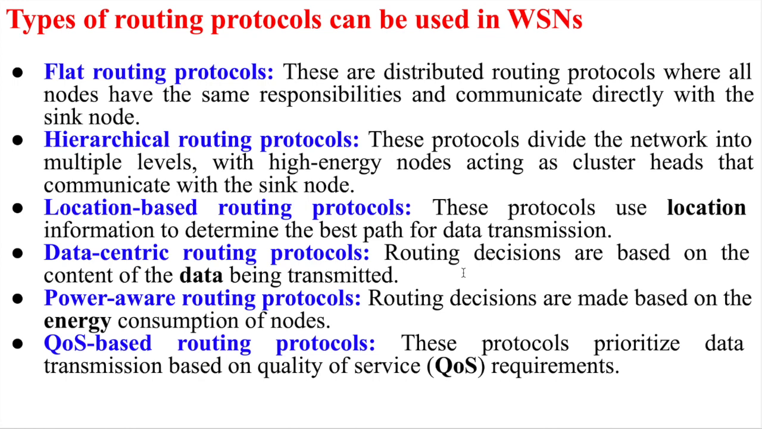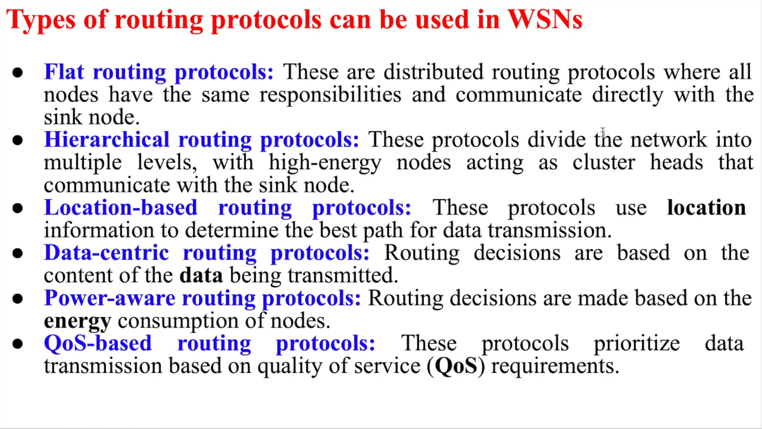Now, based on the algorithm and technique, routing protocols can be classified into various classes. One is the flat routing protocol, which is the simplest routing protocol. That means a distributed routing protocol, where all nodes have the same responsibility and communicate directly with the sink node. Whatever data is there, I can take the data and directly communicate with the sink. This is a flat routing protocol, but practically that is not very useful. Why? Because of the direct communication and other things.